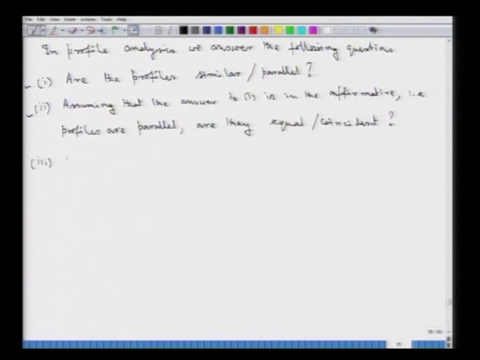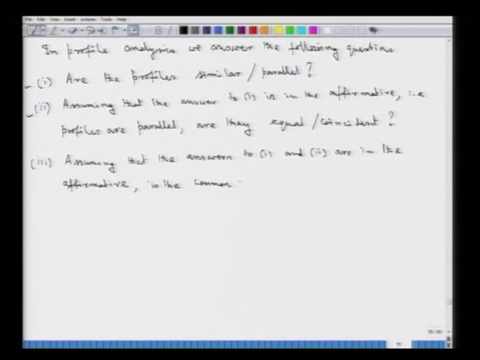So that is the third point of interest. Let me write it first, then I will explain: assuming that the answers to 1 and 2 both are in the affirmative, is the common profile, because that is what we have accepted in 2, level, that is, are all the means equal to some constant?